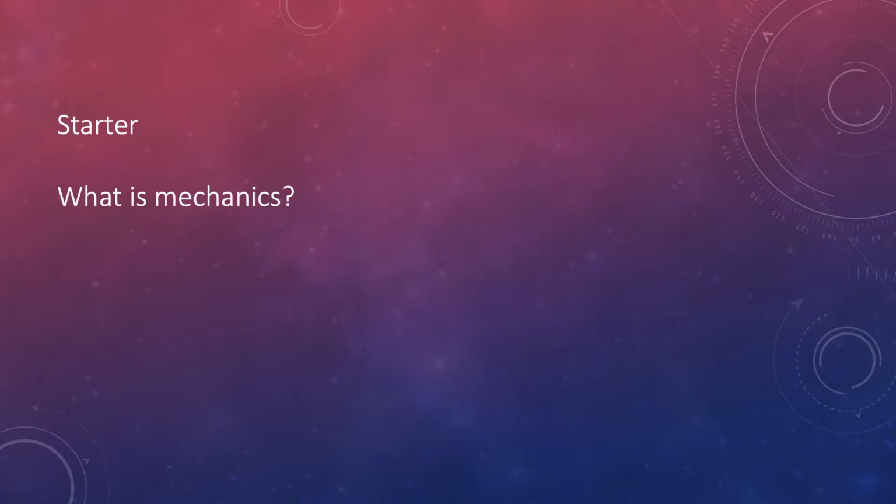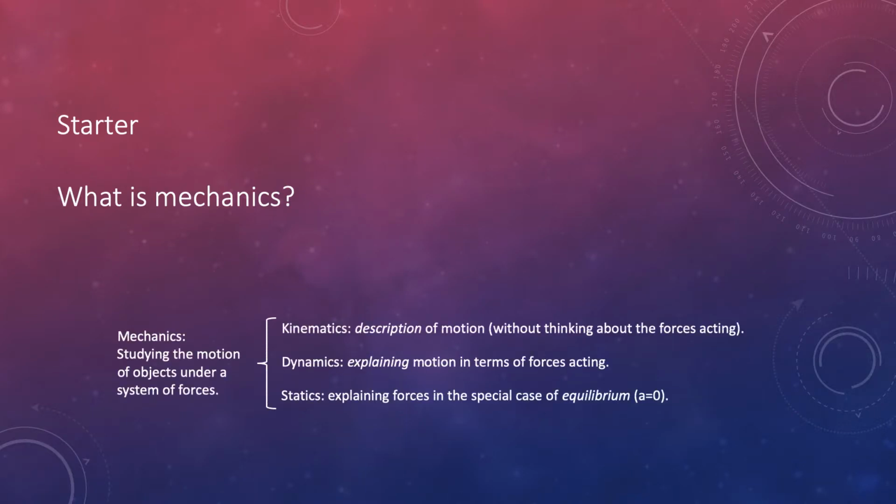So, as a starter question, thinking about what is mechanics, and we've talked about this before in our previous two topics. It's made up mostly of three topics. The first topic we've already done. The kinematics part of it is a description of motion without thinking about the forces acting. That's our Suvat equations. So we'll be thinking about how fast, how far, how long, etc. So, kinematics, the description of motion without thinking about the forces. We haven't explained anything, but we've described it.